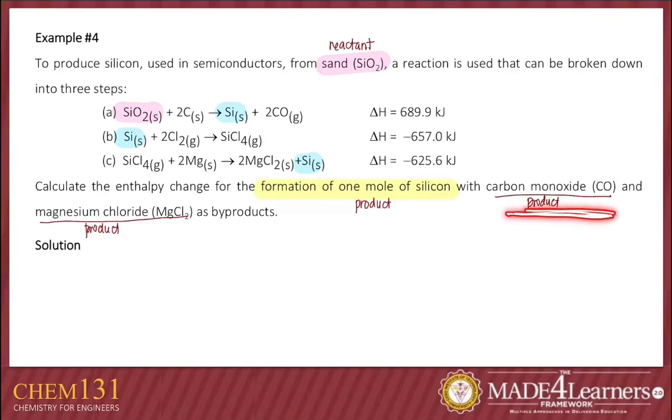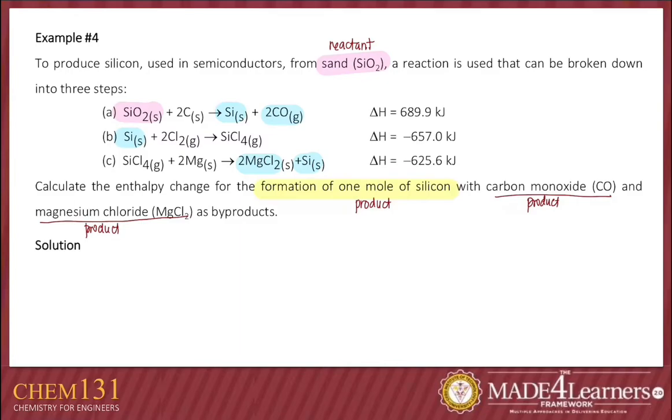Where is carbon monoxide? It is in this equation. So, let's highlight that as well. Carbon monoxide. Is there any other? None. And then, let's highlight the blue one to indicate that it should be on the product side. Carbon monoxide and magnesium chloride. So, magnesium chloride is also needed on the product side. And in the third equation, magnesium chloride is also on the product side. And then, we are also going to highlight that.